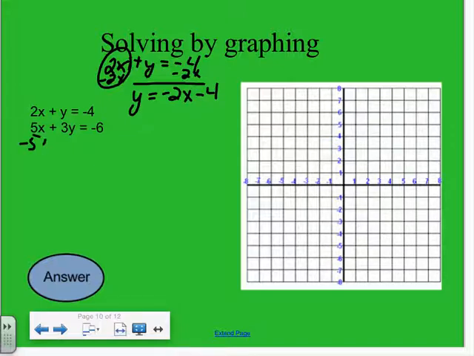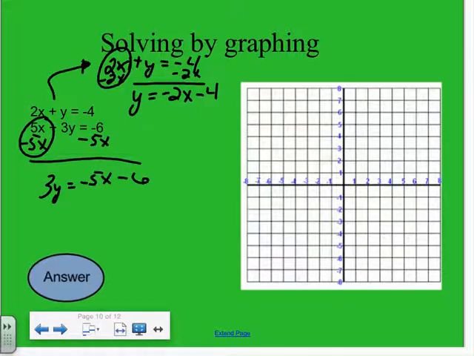Now this one down here, 5x minus 5x goes to 0. 3y equals negative 5x minus 6. Awesome sauce. Negative 5/3 x minus 2. So I'm going to do this one in red. Minus 4, and then it's down 2 over 1. So I'm going to draw nice and neat here.